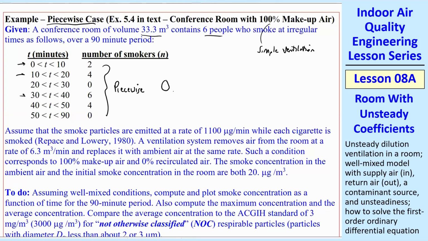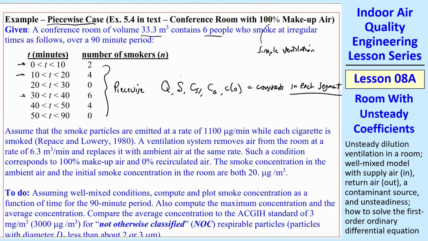And that's because Q, S, CSS, CA (ambient), and C naught equal constants in each segment. Now, some of these change between different segments, namely S is going to change with segment because you have 2 people smoking, 4 people smoking. Therefore, CSS will change too because you have more or less source being added. In this problem, Q stays the same, CA stays the same, but you have to be careful with C naught. Originally, you might not have any smoke in the room. However, every segment, you have to reset the C naught for each segment.